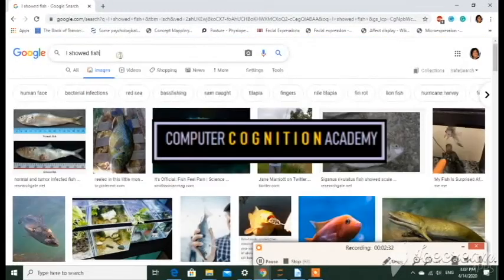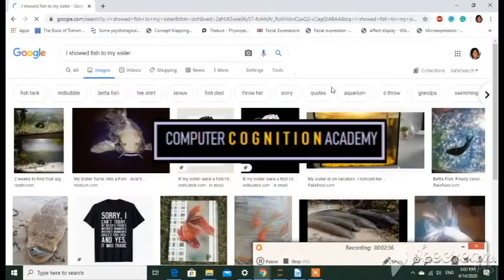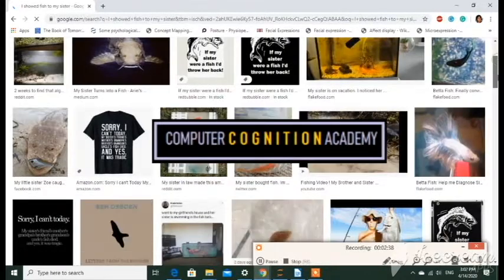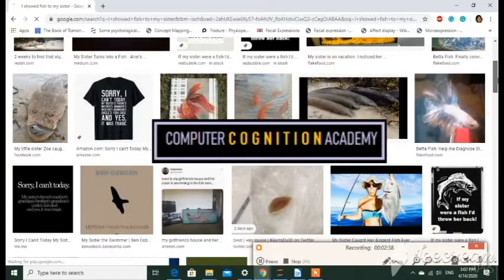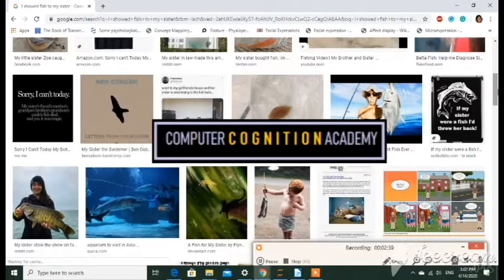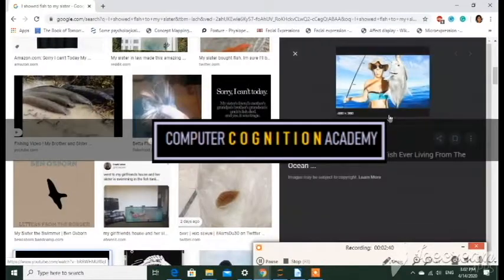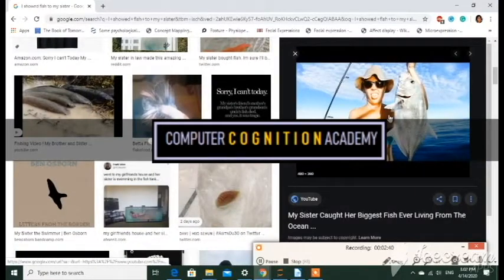What about if we add another dynamic person, the dynamic actor? That's a sentence. For example, sister. I showed fish to my sister. Here we see, there is not the picture of what we wanted. There is not a picture that matches what we wanted, what we typed.